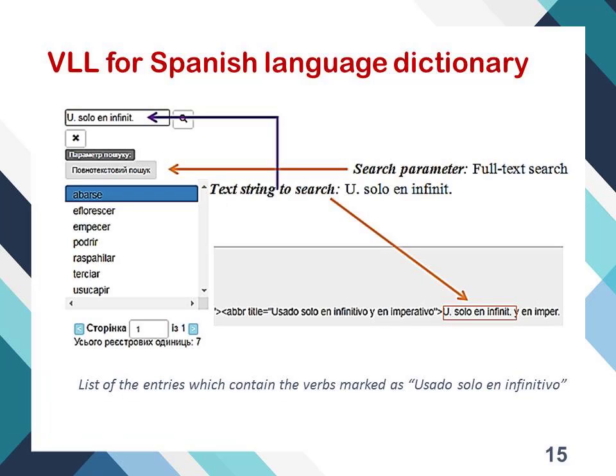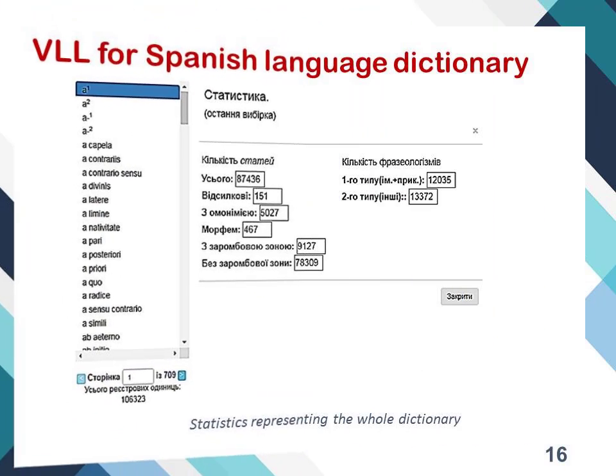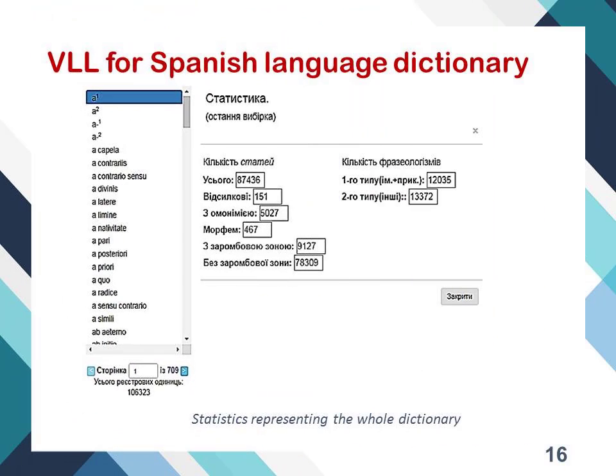If we want to form a sample of the entries containing a certain text string, we use full text search. This is an example of the entries in which Spanish verbs are marked as used only in infinitive form. We can also get quantitative characteristics of all language units composing a sample, or the whole dictionary, as shown in this frame.